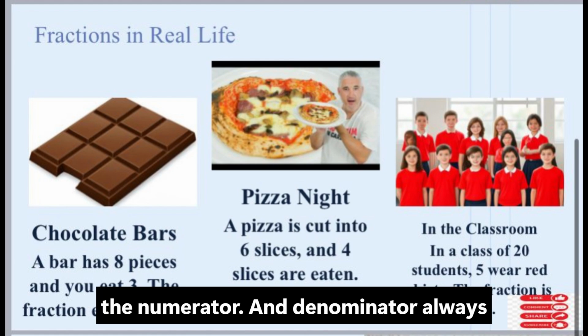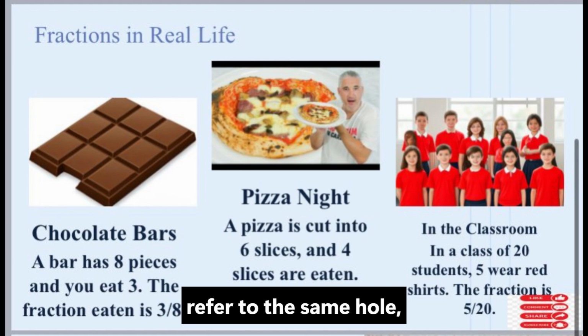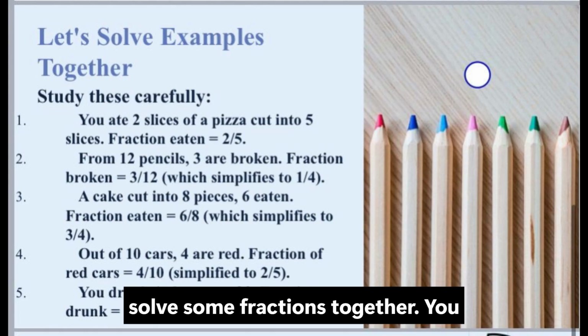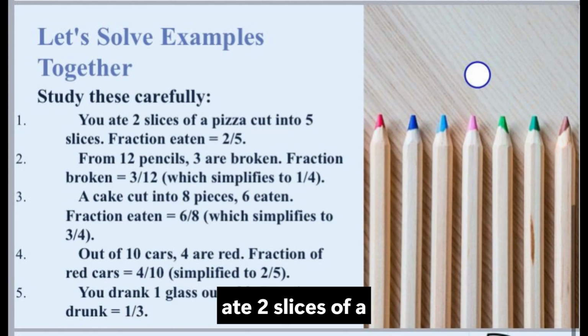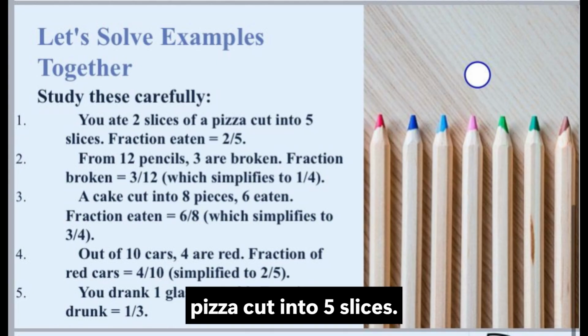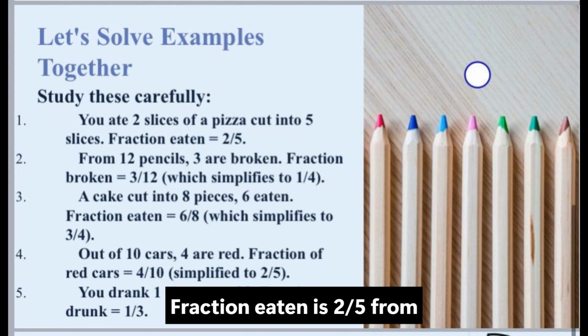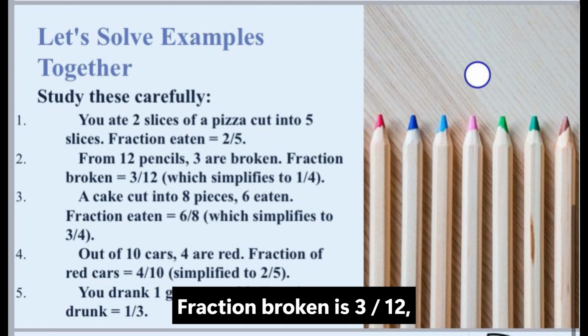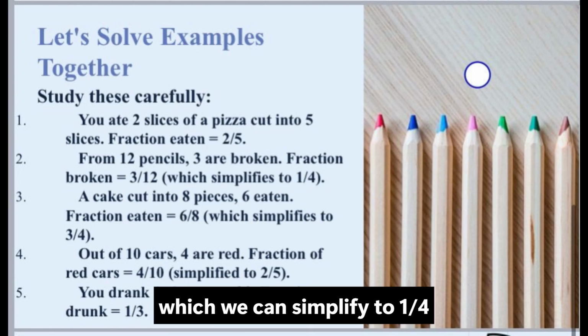Remember, the numerator and denominator always refer to the same whole. Never mix them up. Let's solve some fractions together. You ate 2 slices of a pizza cut into 5 slices. Fraction eaten is 2/5. From 12 pencils, 3 are broken. Fraction broken is 3/12, which we can simplify to 1/4.